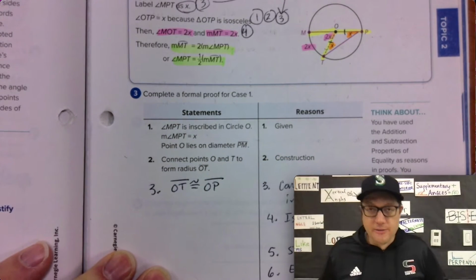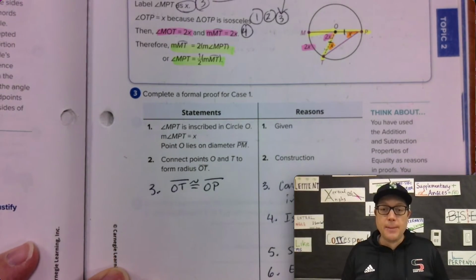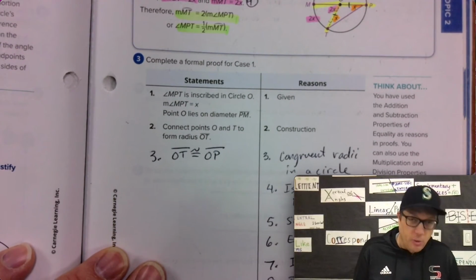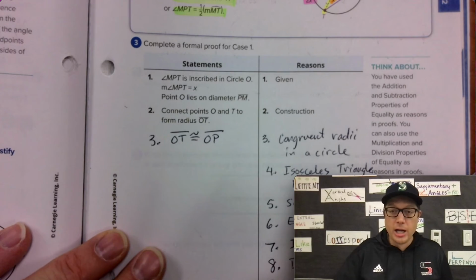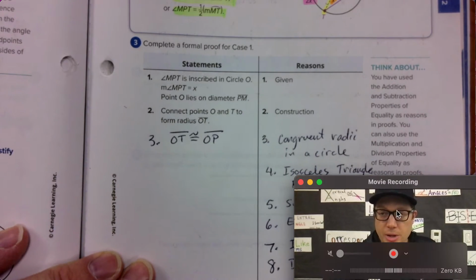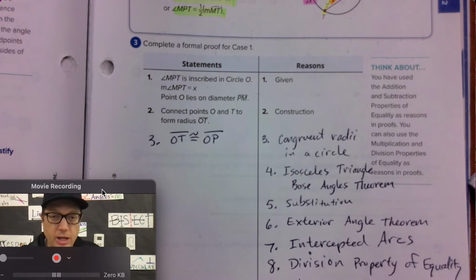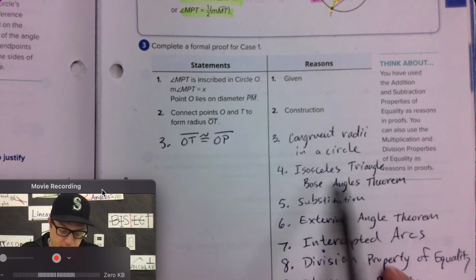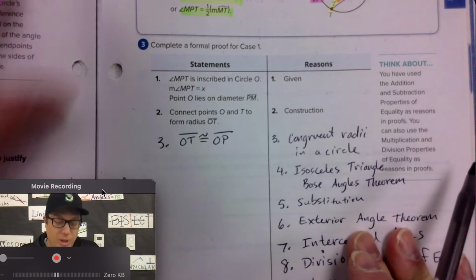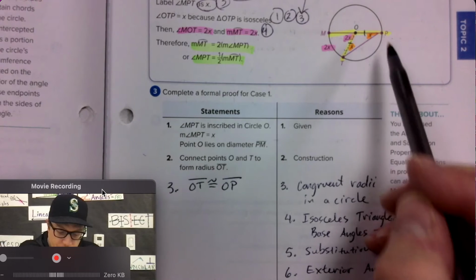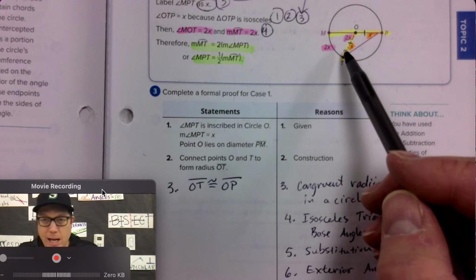That needed to be identified, all right? Now, next up, statement 4. Statement 4 is the isosceles triangle base angles theorem. Okay, so the isosceles triangle base angles theorem, we get that because these two angles have to be the same.